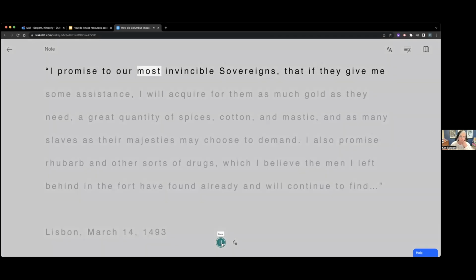I promise to our most invincible sovereigns that if they give me some assistance, I will acquire for them as much gold as they need.